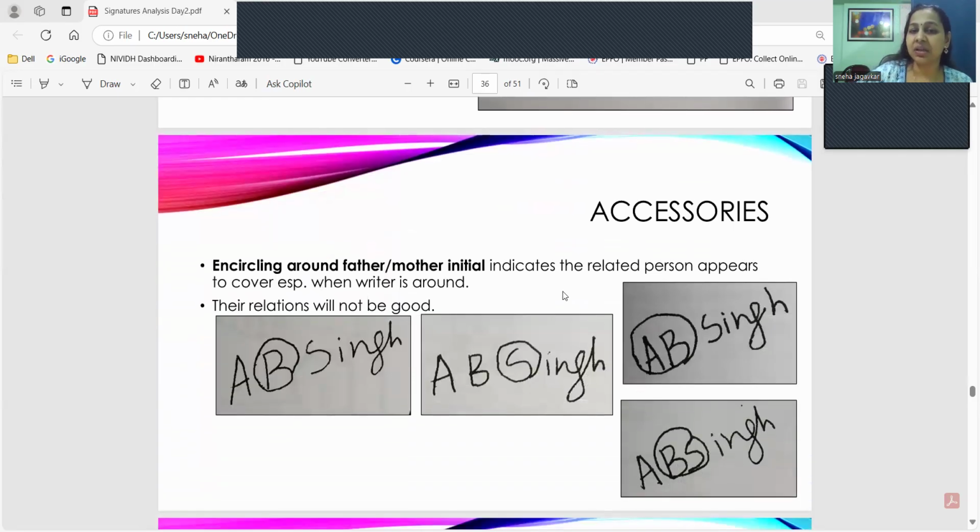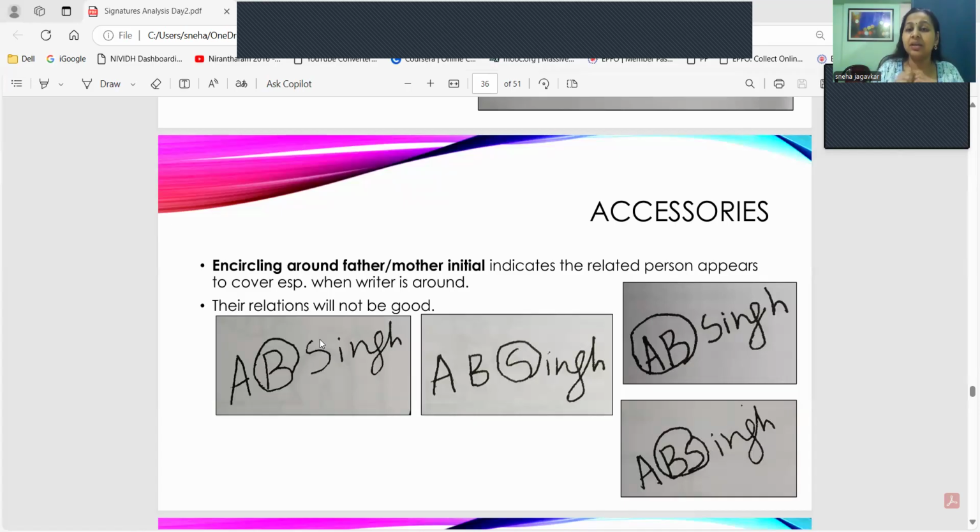Encircling around the father or the mother initial indicates the related person appears to cover, especially when the writer is around. The relations will not be good. Now, see, this also means that the person is kind of not having free one-to-one communication with that particular person. Maybe the person is having inhibitions to have communication with the father or the mother, or maybe sometimes both of them, right? So they try to cover.